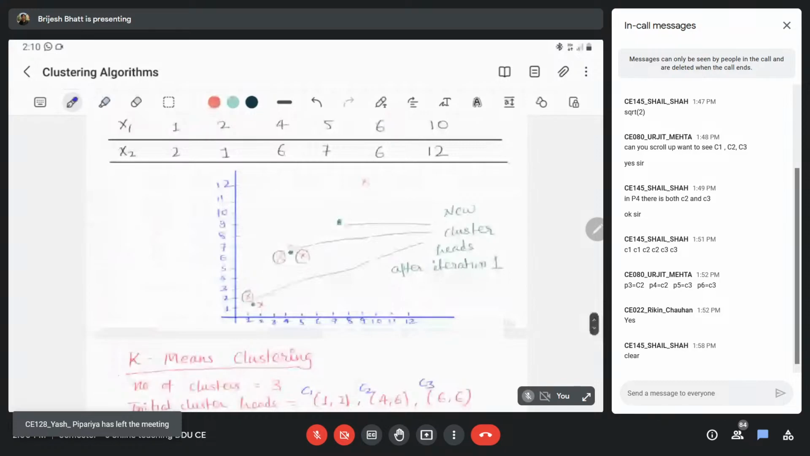Any other questions? If there are no other questions, let's move to the next clustering technique that we want to discuss. This is known as hierarchical clustering technique.